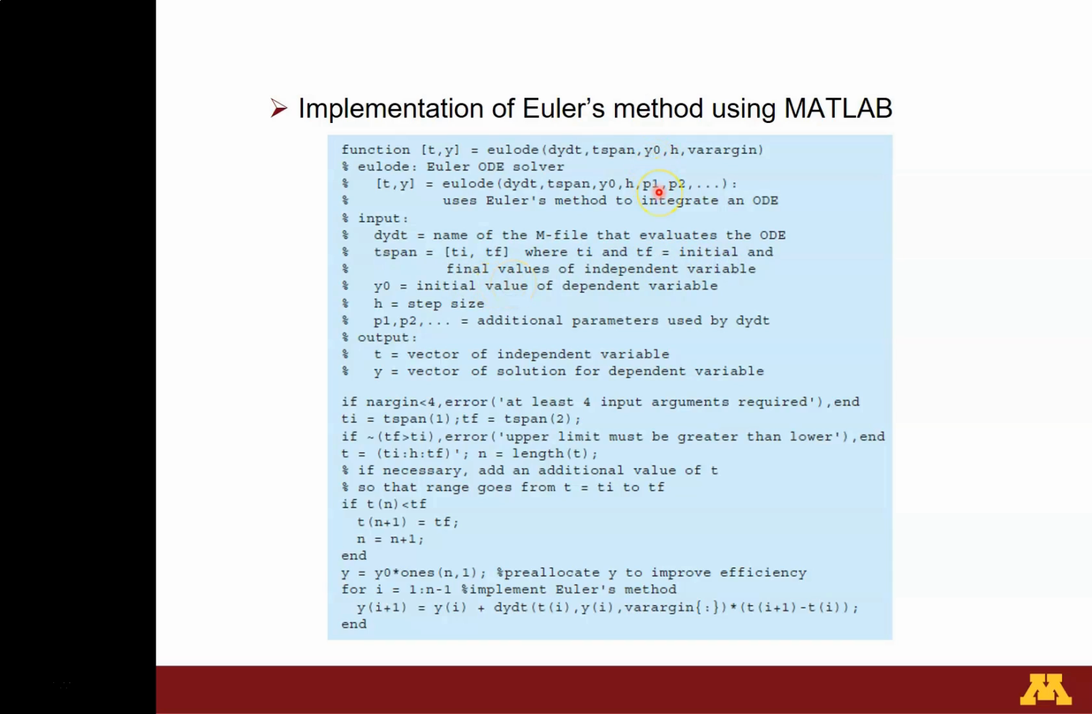Y0 is the initial value, H is the step size. The last one is actually the internal variable. It can be used to detect how many input arguments you provide when you're calling this function. This is the command of the Euler methods. See here, yi plus 1 equals yi plus the derivative term times step size.